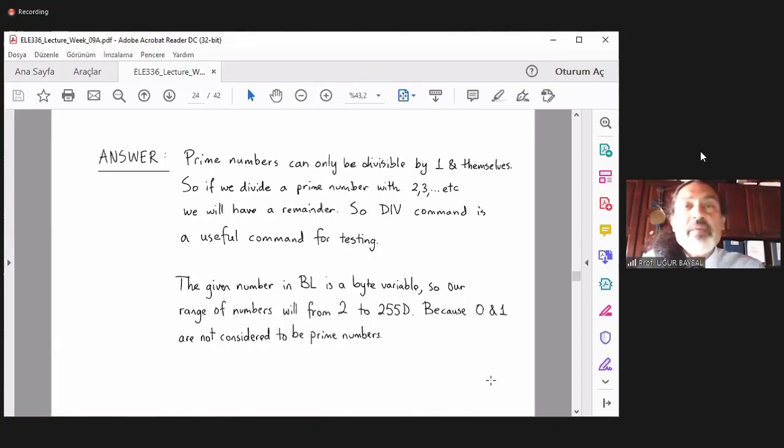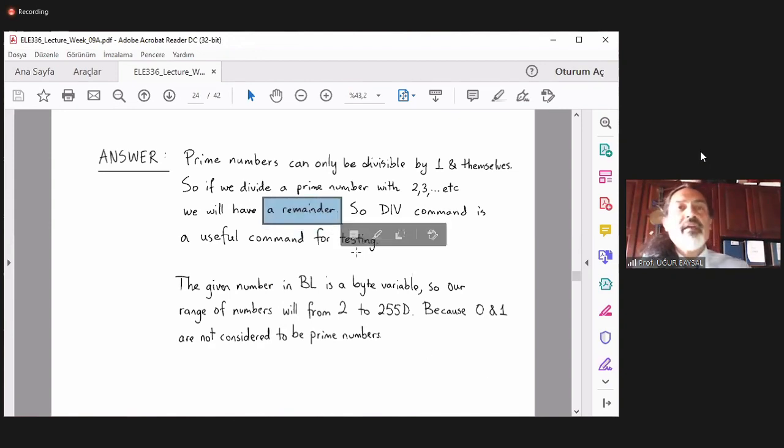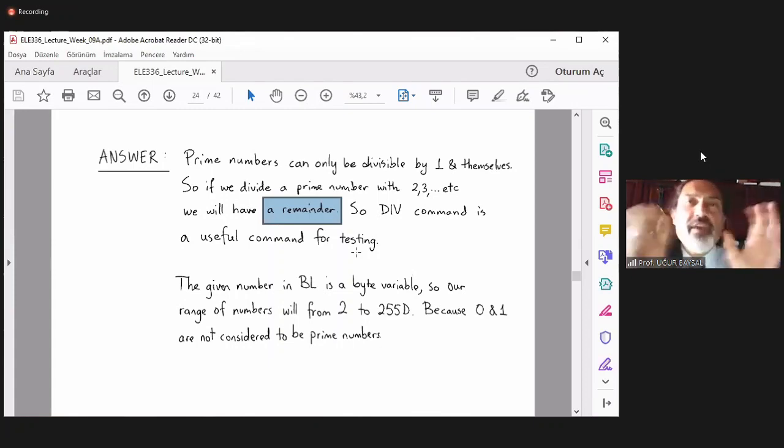So if we divide a prime number in the memory, that's the logic of the program, with 2 or 3, etc., we will have a remainder. Definitely. And we have to check that remainder exists or not, starting from 2 up to 1 less than the number. So we exclude 1 and the value of the number, and we check with all the numbers. That's one way of writing the program.